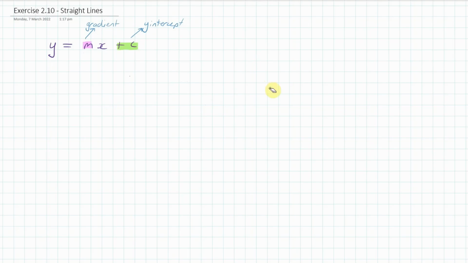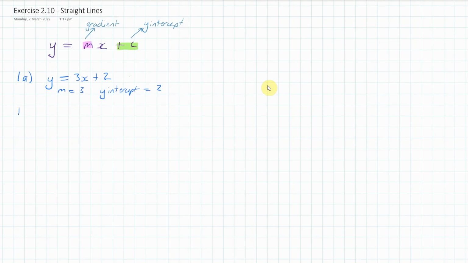So let's actually get straight into the exercise at this point, and we're going to do some writing down of gradient and y-intercept. So having a look at 1a, we've been given this equation here, y equals 3x plus 2. So this is the gradient, so I'm going to write m, or gradient, equals 3. Y-intercept equals 2. So that's pretty nice and easy, isn't it, really?